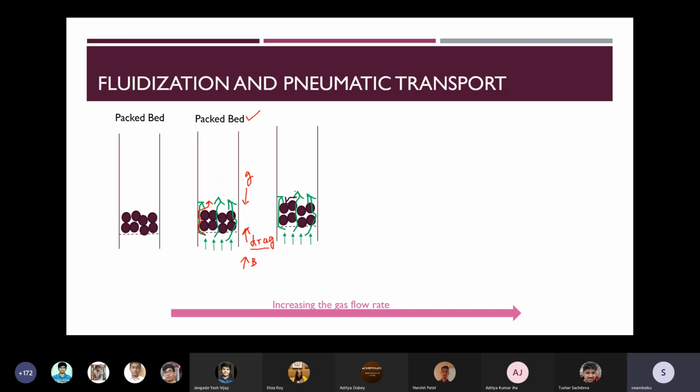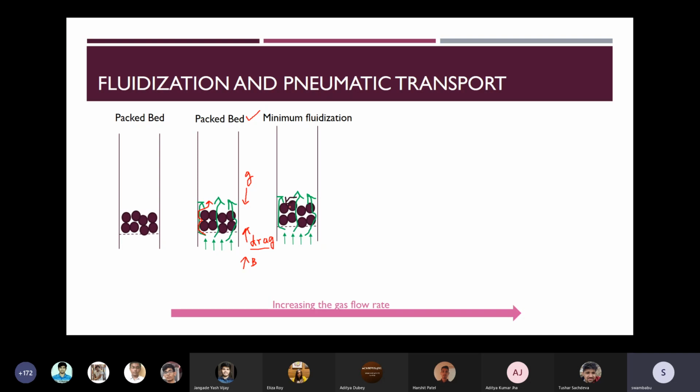The particles tend to be just about to rise. At that state, the particles will move wherever they are, but there will be a slight increase in the bed height because the particles are just moving. That state is called minimum fluidization.